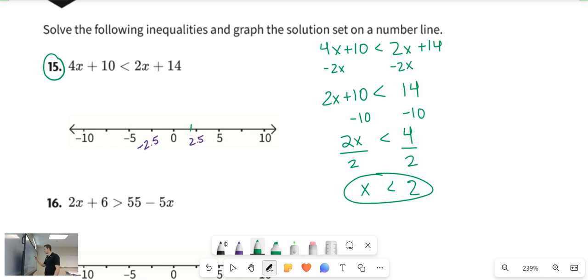We'll say that that's maybe right there, and we'll say that it's an open circle because it's less than 2, not less than or equal to 2. And then less than means we're going towards negative infinity. So we're going this way. All right, and that is our graph. So we've solved it and we've graphed it.